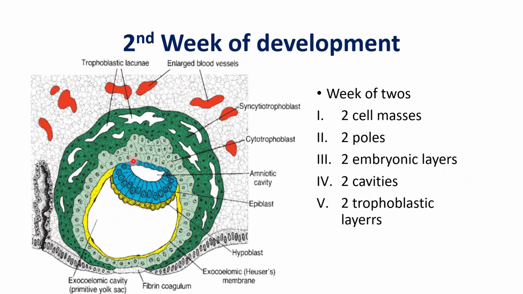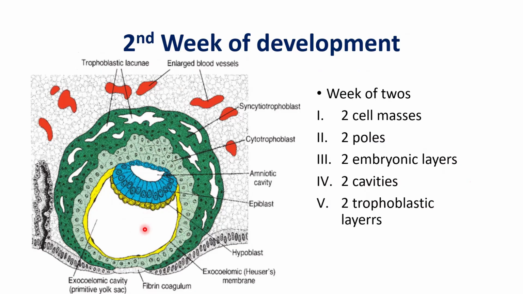One pole is here, the embryonic pole, and then the other will be the abembryonic pole. The other part that we need to appreciate is the 2 trophoblastic layers. You can appreciate here you have the cytotrophoblast, and then in green is the syncytiotrophoblast. So 2 layers. 2 cavities, the amniotic cavity, and the primitive yolk sac or the exocoelomic cavity.